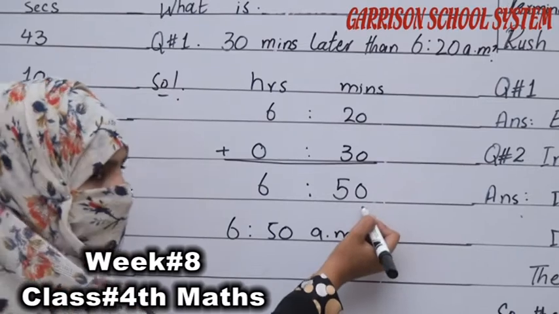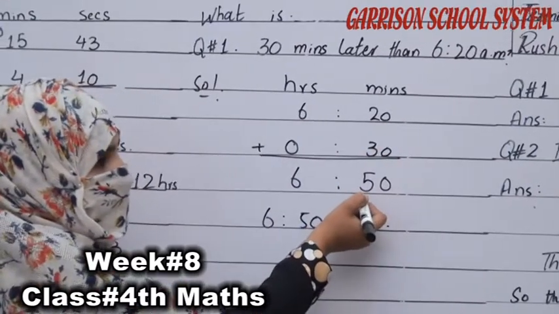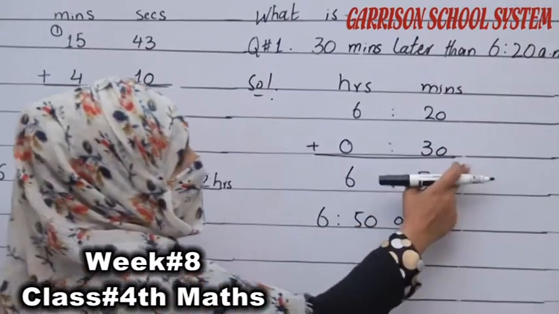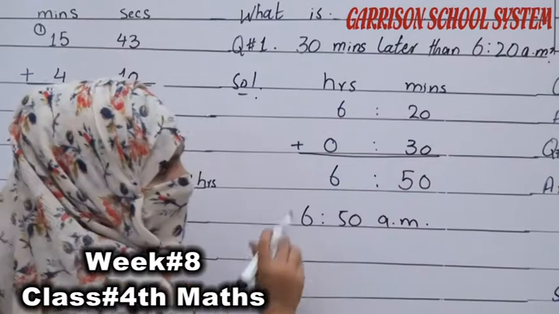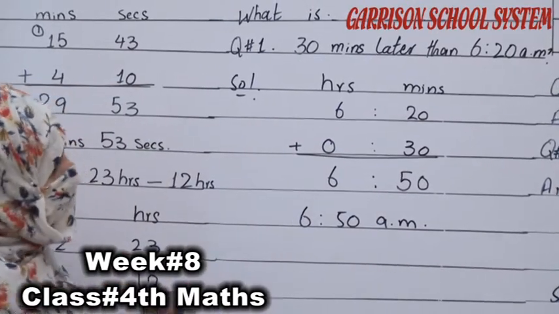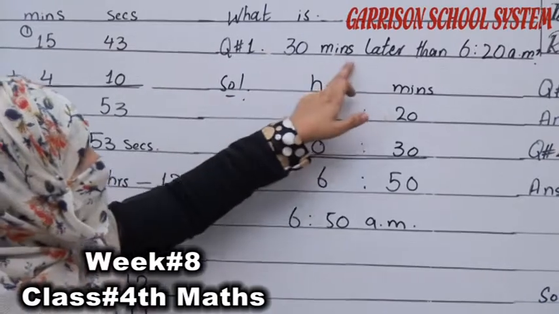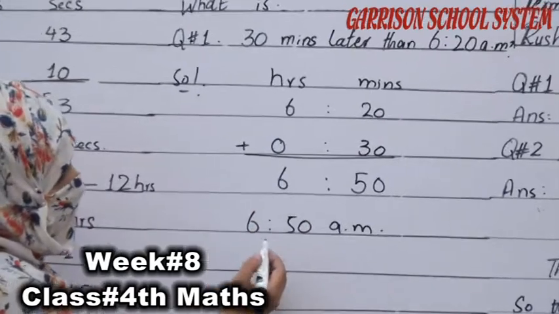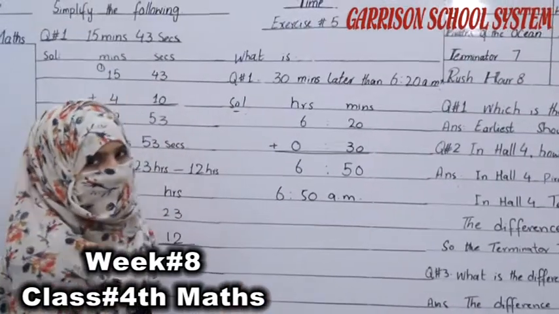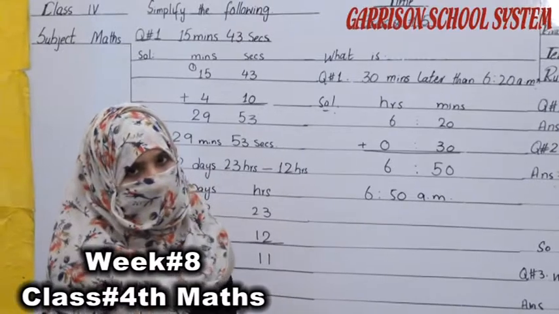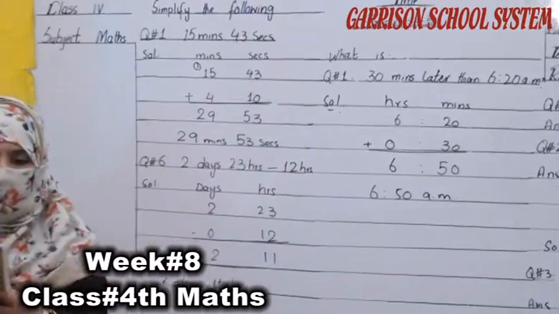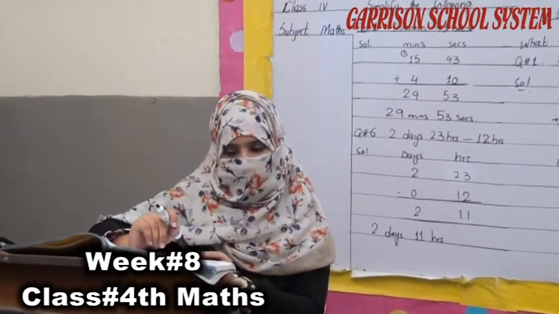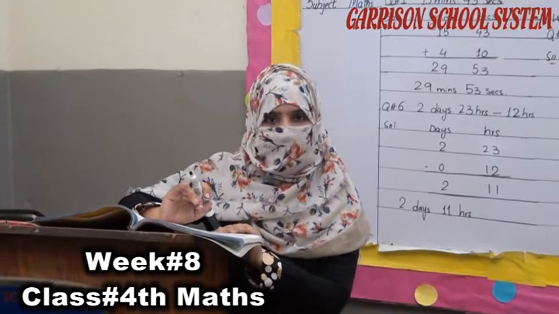After 30 minutes, we add 30 minutes to 6:20. 0 plus 0 is equal to 0. 2 plus 3 is equal to 5. And here hour is not mentioned, only 30 minutes is mentioned, so we write it as 6 hours. If we add 30 minutes to 6:20, the time is 6:50 am. Clear, students? This is question number 1, and questions 2 to 5 you can do yourself because all these questions are the same.